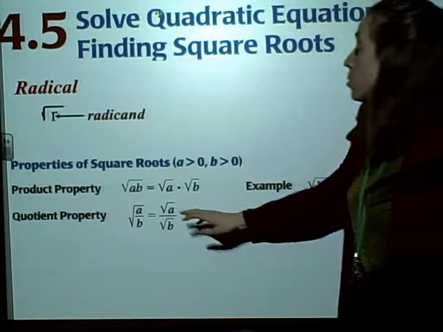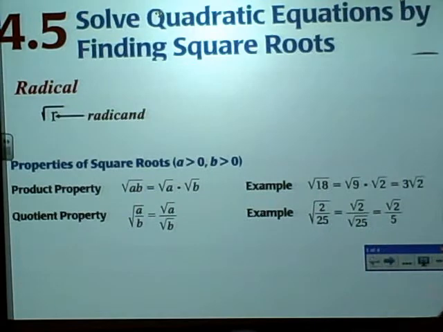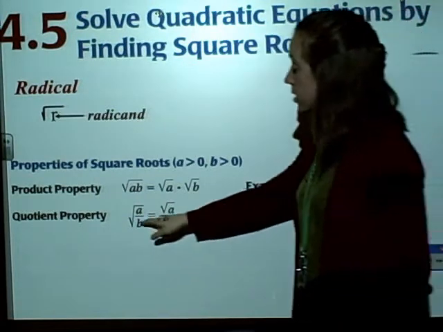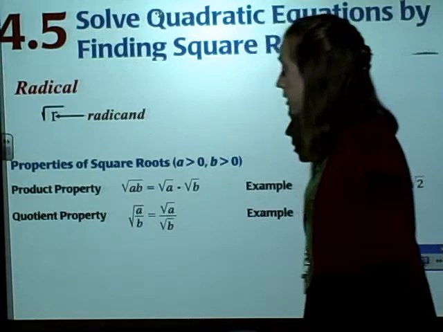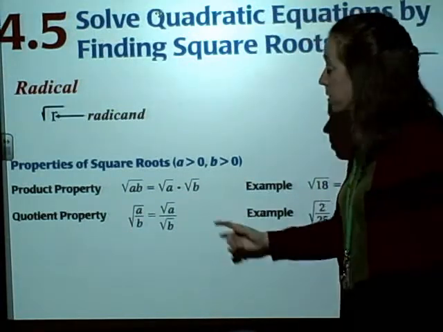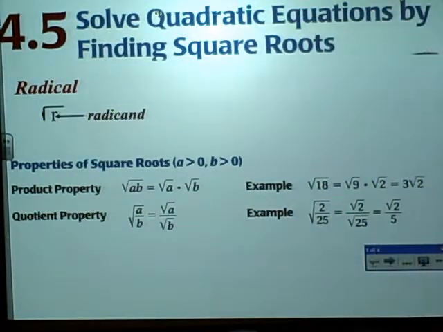Same deal goes for the quotient property, which we have talked about in class a little bit. If we want to take the square root of a fraction, we take the square root of the top and we divide by the square root of the bottom. And again, if I want to divide two radicals, I can pull out that radical sign too. So please make sure these get in your notes somewhere.